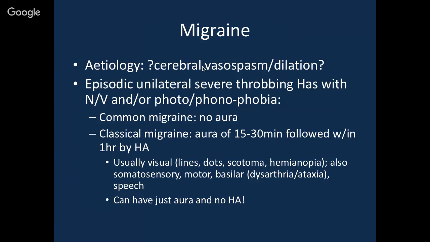Migraine, who knows why they happen, but unilateral severe throbbing headaches with nausea, vomiting, photophobia and phonophobia. A common migraine is the one without an aura, it's just straight headache. Classical migraine has aura, followed within an hour by the headache, but you can get, like I said, just the aura and no headache. And the classic aura is visual, so you ask them if they had any visual disturbances, lines, dots, or loss of vision, but it could be literally any neurological symptom as an aura as well.